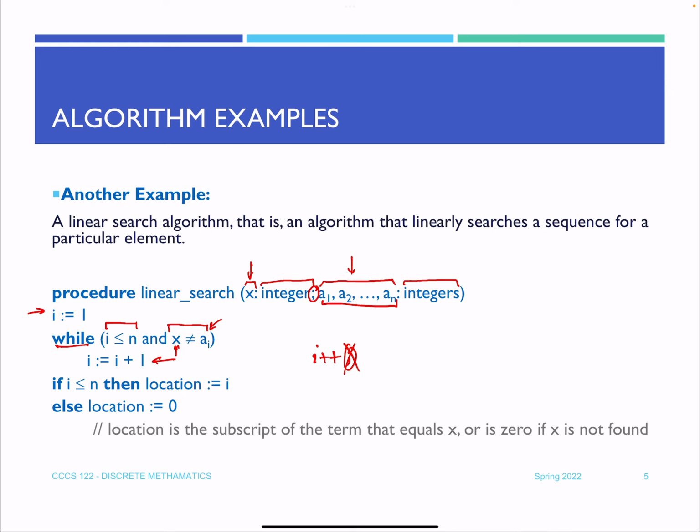And if at the end of it, the value of the loop counter index i is still within the valid range, meaning between 1 and n, or less than or equal to n, then it means that location is equal to i. Otherwise, we set the value of this variable location to 0, meaning that x was not found in this array A. Those are the two possibilities. So either at the time we exit, when we complete the algorithm, location will contain the subscript, the index of the term in array A that equals x, or it is 0, meaning that x was not found.